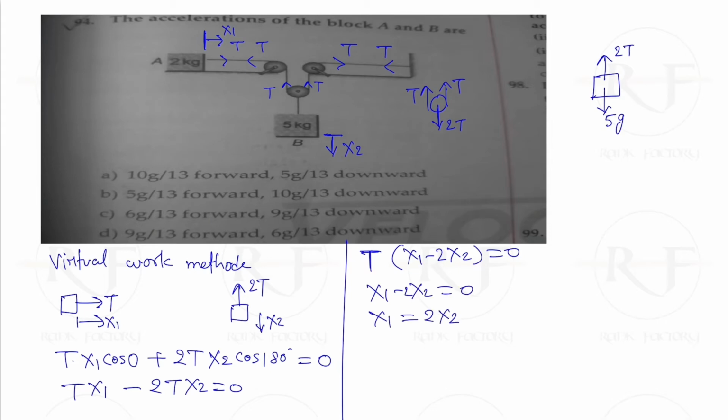Now differentiate this equation two times with respect to time. First time differentiating with respect to time, we get velocity v1 equals 2v2, and again differentiating this equation with respect to time, we get acceleration a1 equals 2a2. So a2 equals a1 by 2, that is, a1 equals 2a2. Now move on to the next.